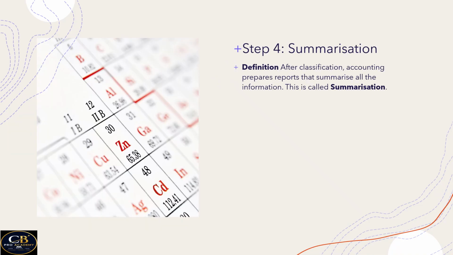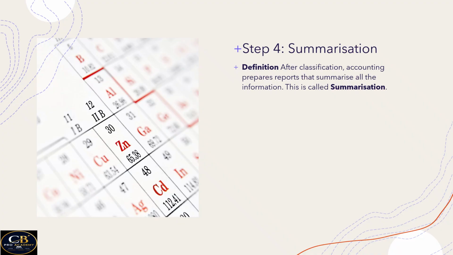Step 4. Summarization. Definition. After classification, accounting prepares reports that summarize all the information. This is called summarization. So what are the main reports? Trial balance, trading account, profit and loss account, and balance sheet are the main reports.